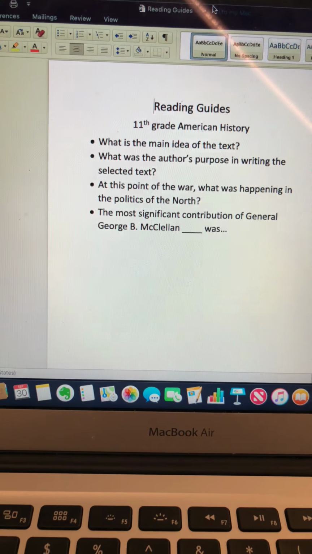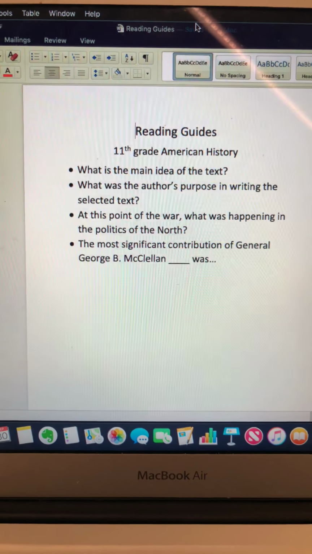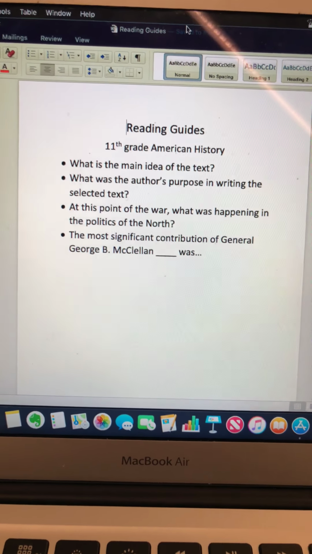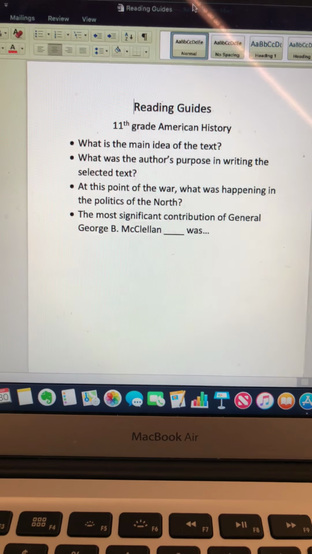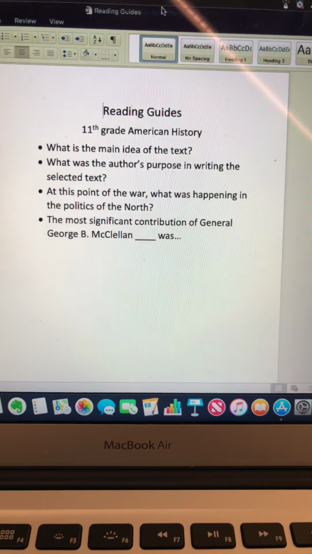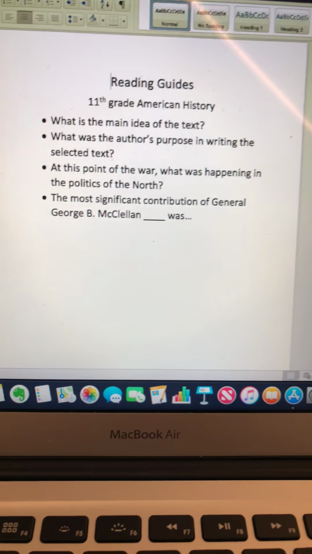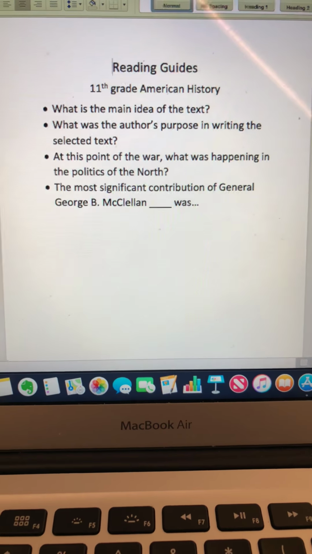I'll be doing this with an example from an 11th grade American history class. Some of the prior knowledge that they'll need, continuing with our unit on the American Civil War, is what the different sides are, so the North and the South, and also some of their key differences in their ideology.